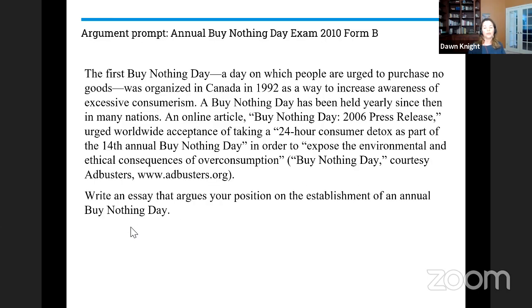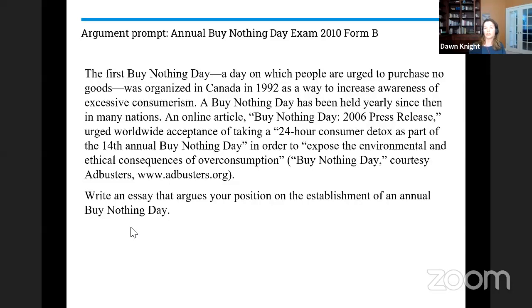And this is the argument prompt that we're going to be working with. Again, this is in the links in the video description if you do want to pull this up, so you can interact with it there, or it's on the slides. But first, let's read it together so that we're all on the same page as we continue to move through the lesson.